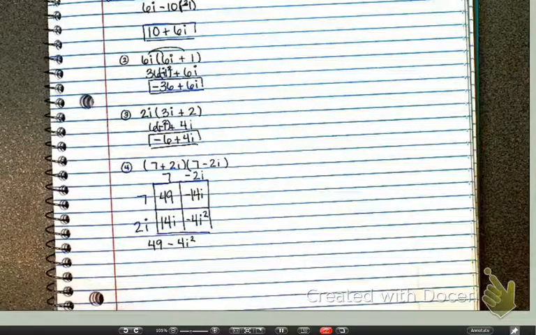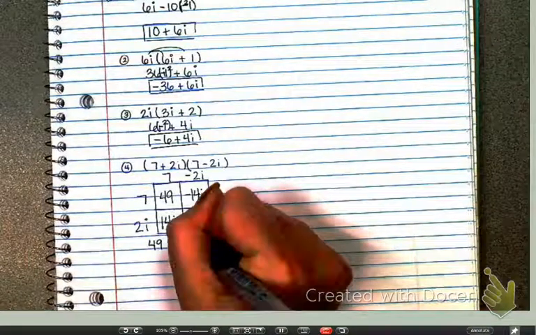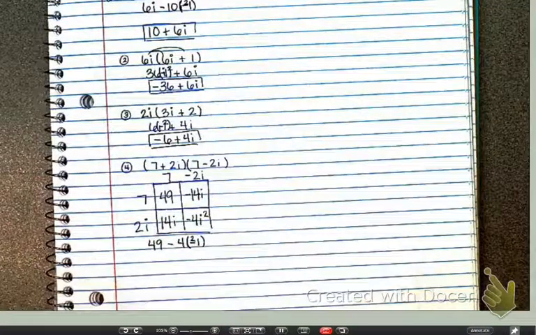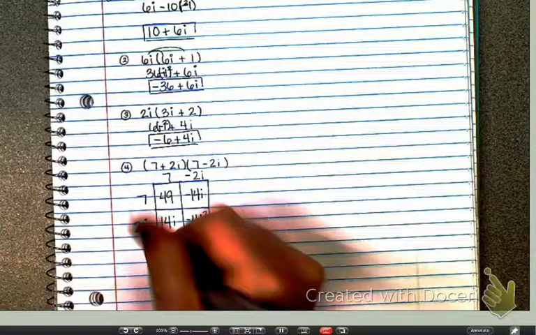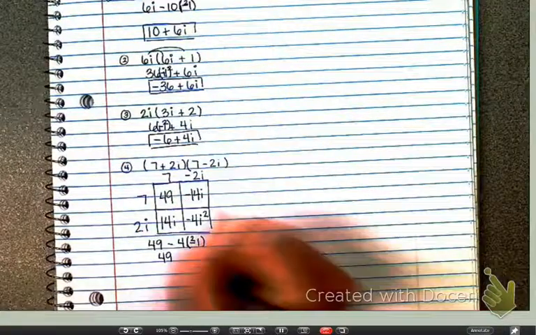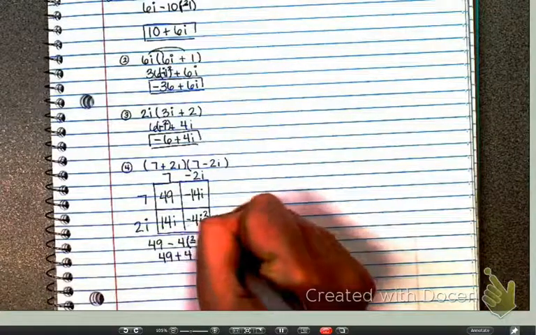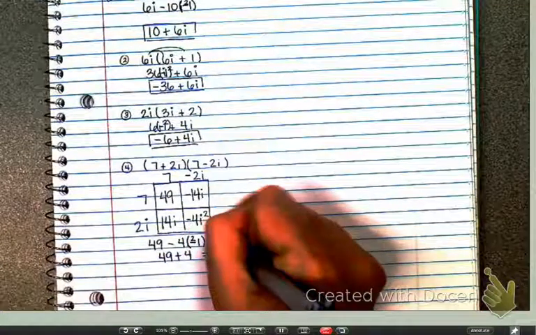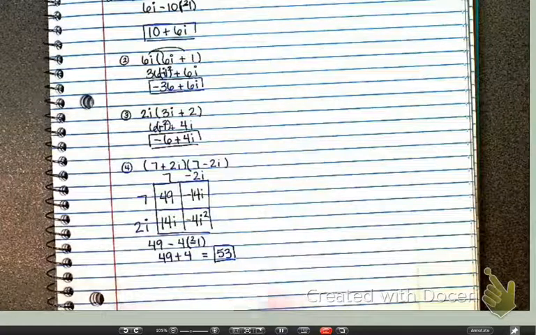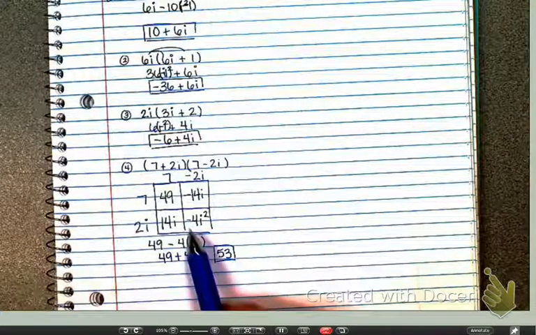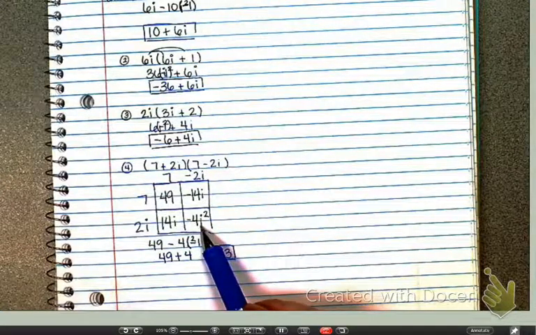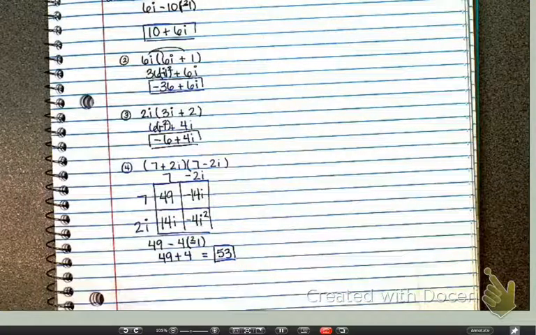Am I done, though? I need to replace i squared with negative 1. So I really have 49 plus 4, which is 53. And that's okay. You're allowed to just have a constant because your imaginary part is what? 0i. Okay, so that's allowed to happen. Now, some of you might replace the negative 1 up here and combine before you take it all out of the box. That's fine too. You do what works best for you.